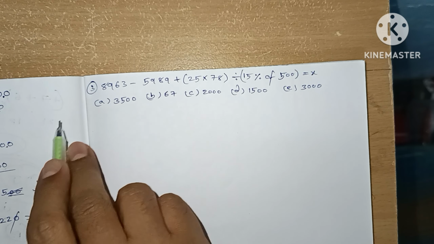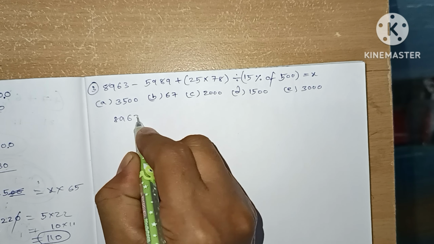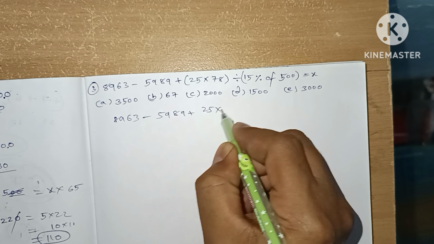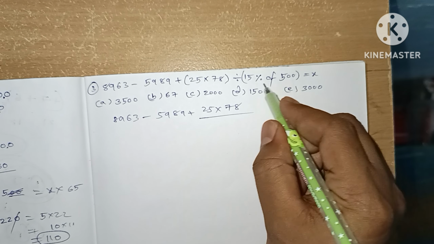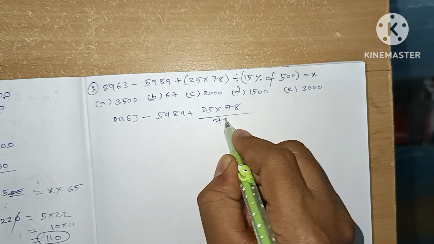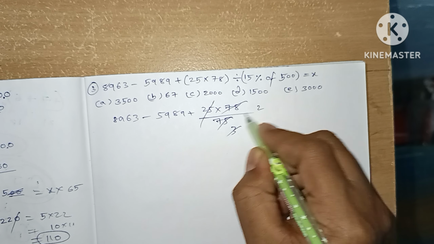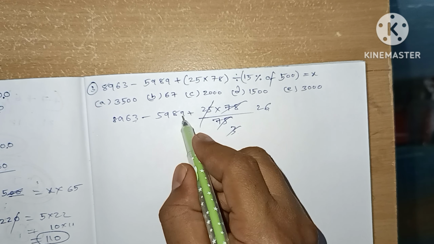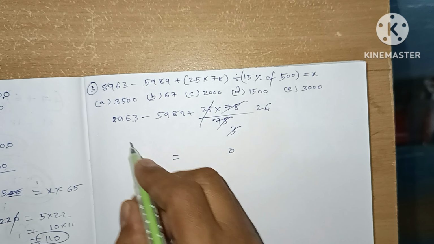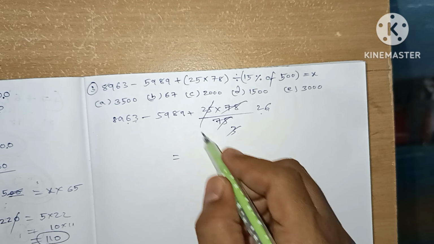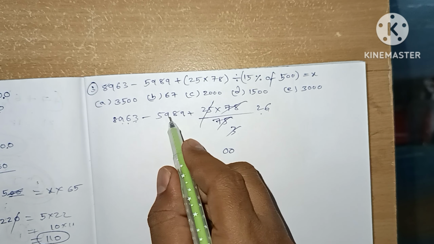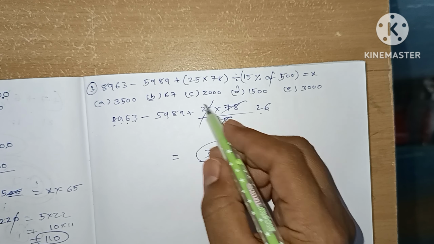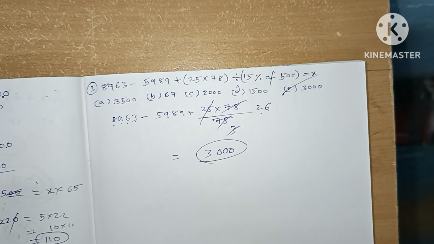Question number 3. This is 8963 minus 5989 plus 25 into 78 whole divided by 15% of 500 means 15. 5 times is 75. 3 times 3, 2 times and 6 times we get 3 plus 6, 9, 9 minus 9, 0. 6 plus 2, 8, 8 minus 8, 0. 9 minus 9, 0. 8 minus 5, 3, 3000. 3000 is our answer. Option E.